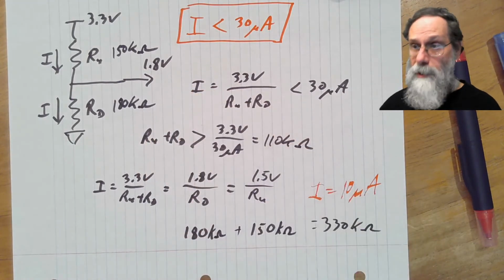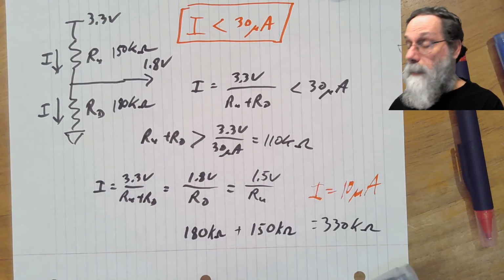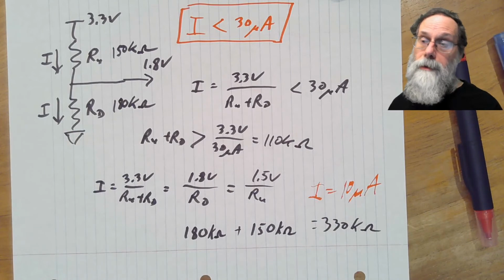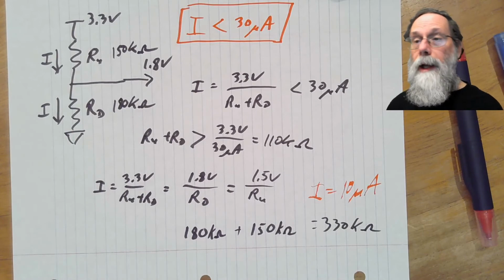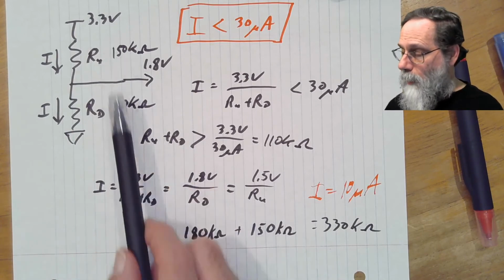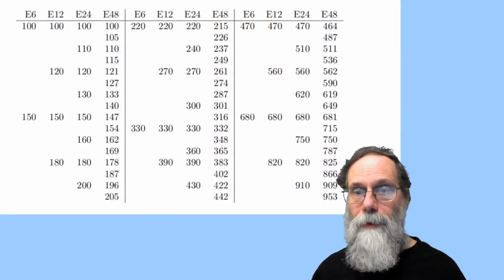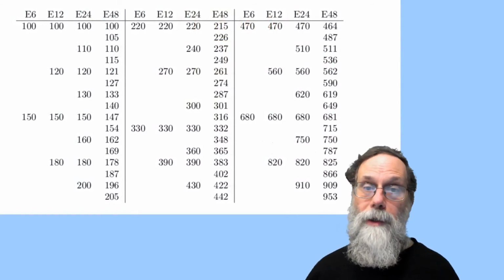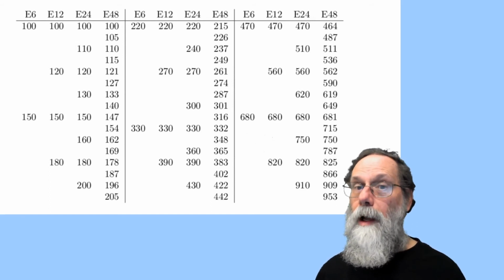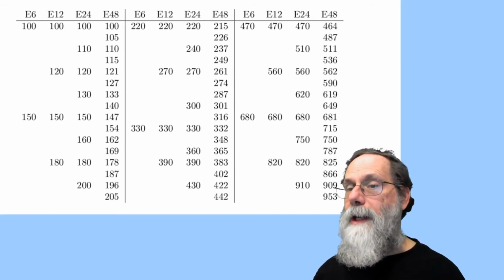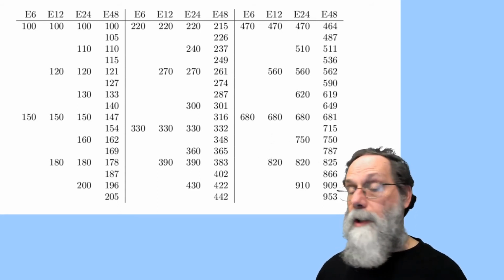Now, this isn't the only possible solution to this problem. For instance, I could have had each of these be 10 times bigger, and then I would have only gotten 1 microamp instead of 10 microamps. So that would be 1.5 megohms and 1.8 megohms. And in fact, there are other ratios that come very close to 1.8 to 1.5, because if we take any two adjacent numbers in the E12 series, they're going to be very close to that ratio. And so there are many correct solutions to this design problem.